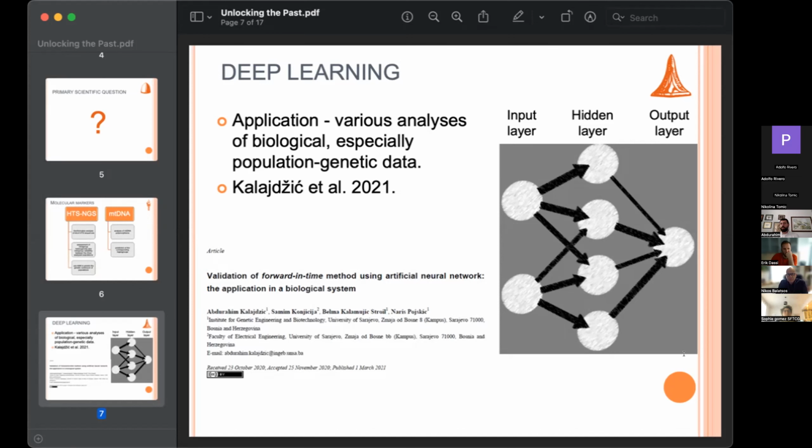We have actually already used artificial neural networks and deep learning methodology in 2021, where we published a paper in which we validated the forward in time method using an artificial neural network. For those of you who are not so familiar with population genetics, forward in time is actually a method that is used for simulating the evolution of the population. And we basically introduced an artificial neural network in validating those results. And actually the results were surprisingly good. And they validated the results obtained with the forward in time method.